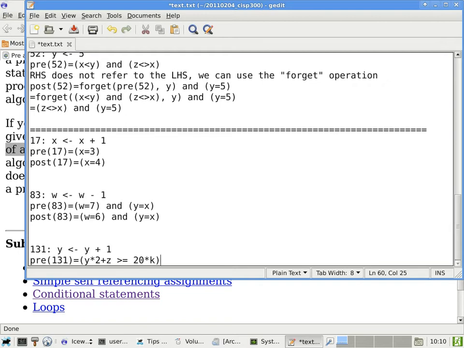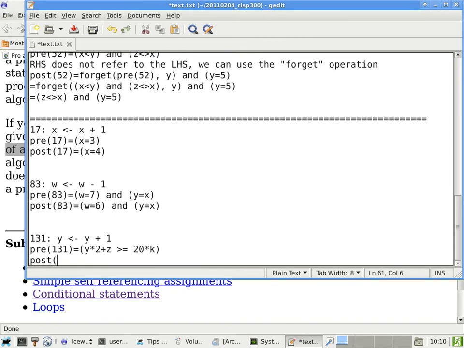This time, what can I say about the postcondition? Well, first of all, can I say something about the postcondition? If I knew that y times 2 plus z is greater than or equal to 20 times k before line 131 executes, can I still say something that relates y, z, and k? Yes. I can still say something. It's still going to be greater because you're increasing the value of y.